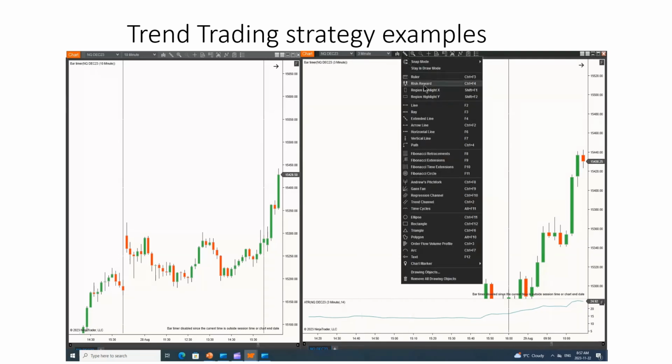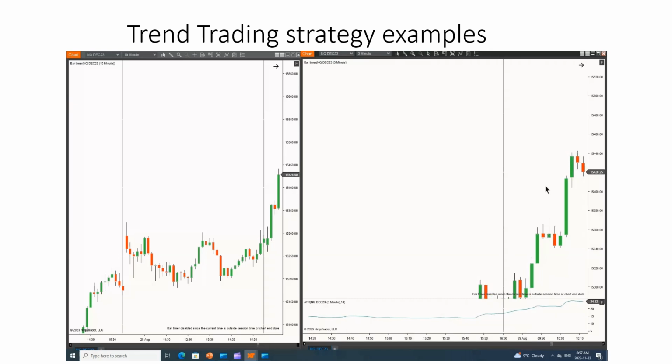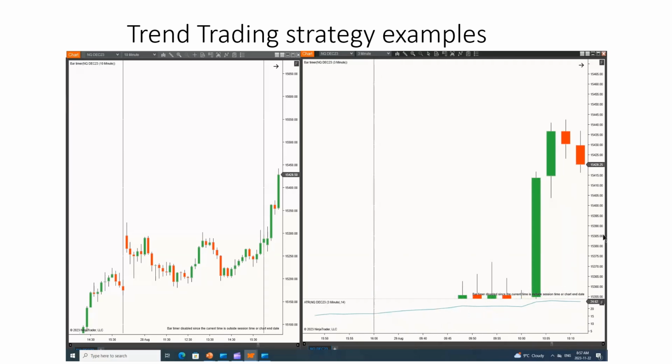Okay, I'll use this cursor so that it's more visible where I want to point out. Okay, this is not a full body bar. The wick is bigger than the body. This is a full body bar.